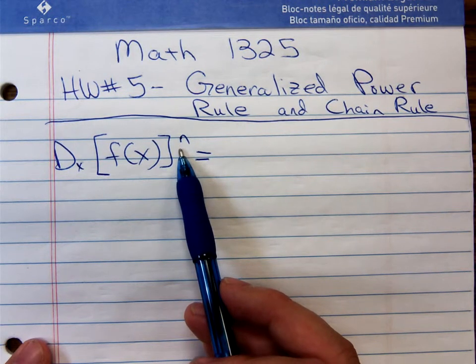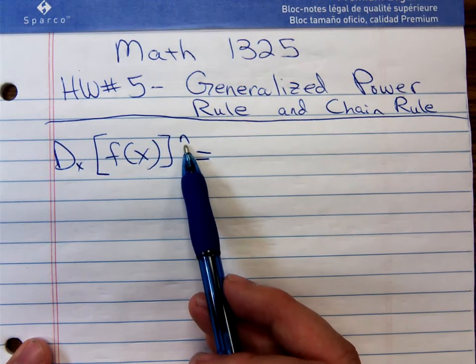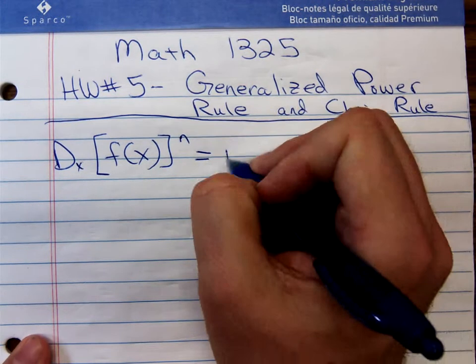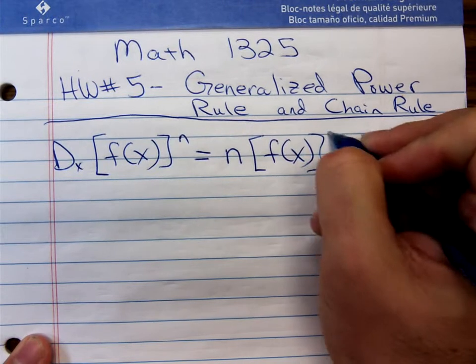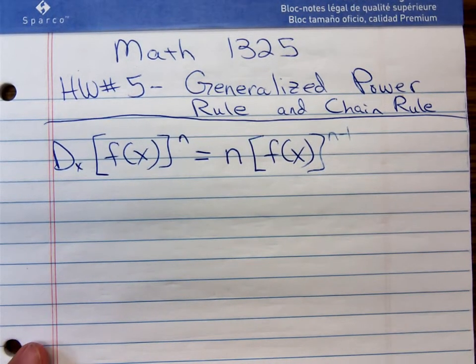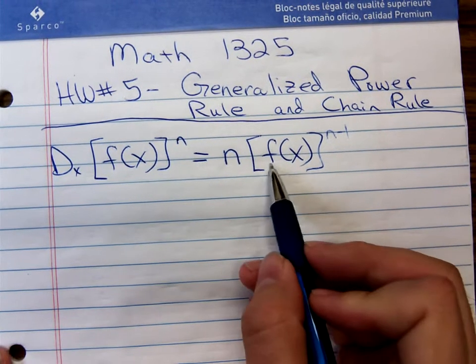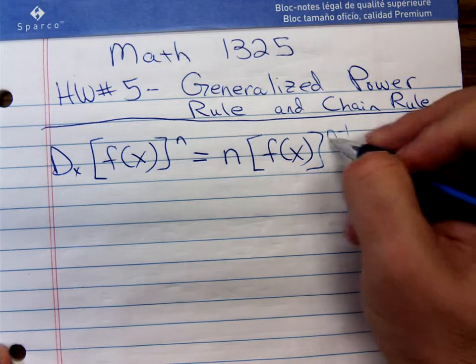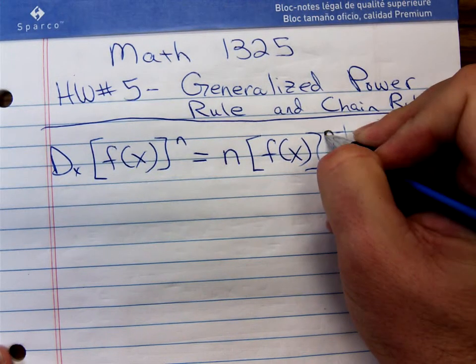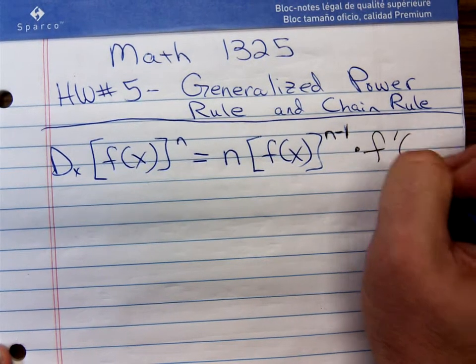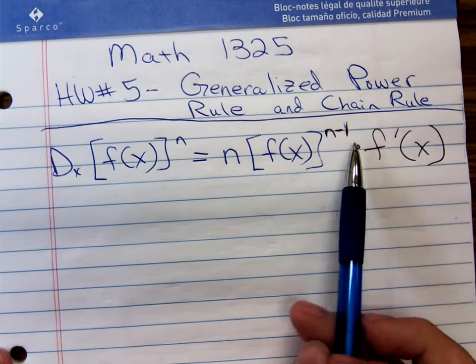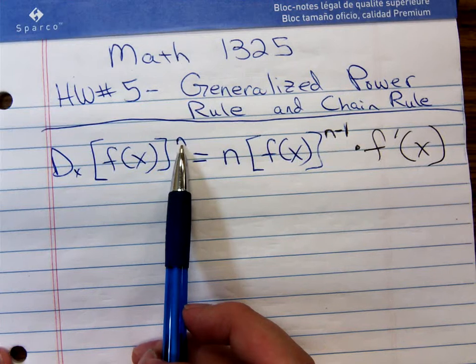We know how to differentiate a power. That plain old power rule says you bring down the exponent and you subtract 1 to get the new exponent. But then, because this is more than just a single letter to a power, you then have to multiply by the derivative of that inside stuff.